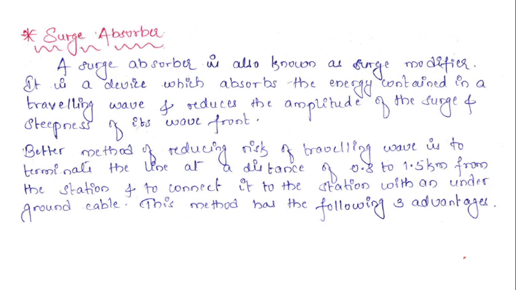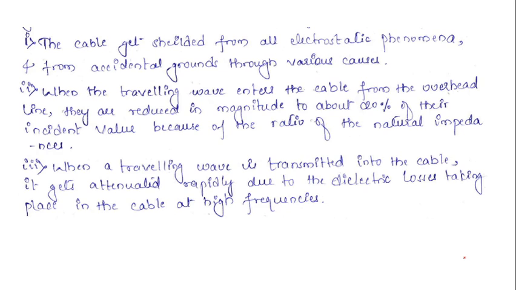This method has the following three advantages. The cable gets shielded from all electrostatic phenomena and from accidental ground through various causes. When the traveling wave enters the cable from the overhead line, it is reduced in magnitude to about 20% of its incident value because of the ratio of natural impedance. When the traveling wave is transmitted into the cable, it gets attenuated rapidly due to the dielectric loss taking place in the cable at high frequencies.